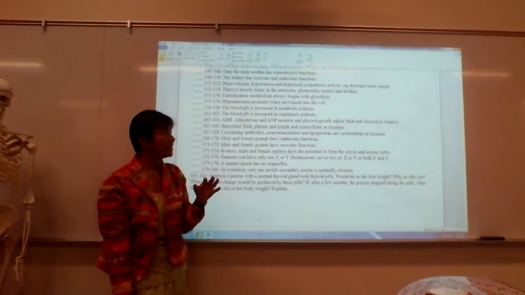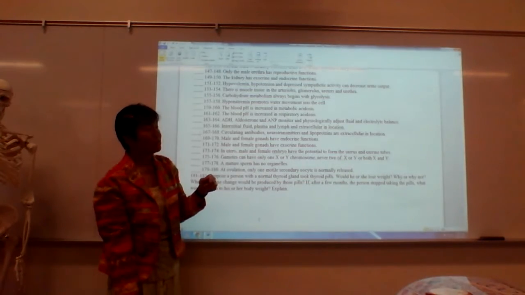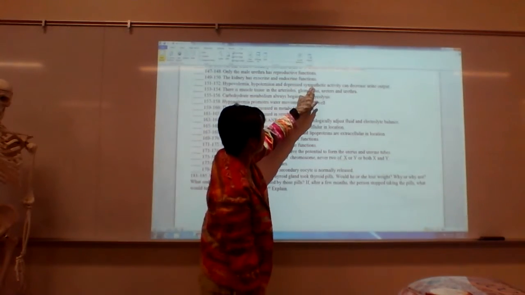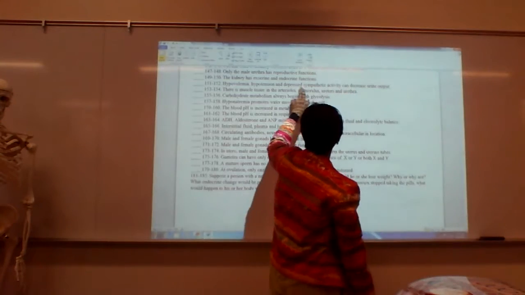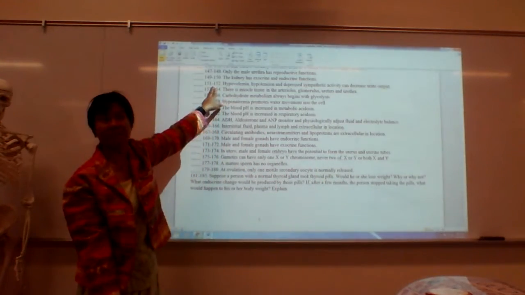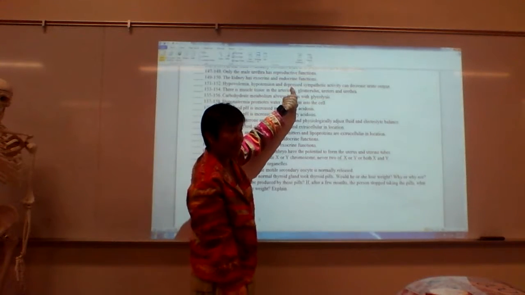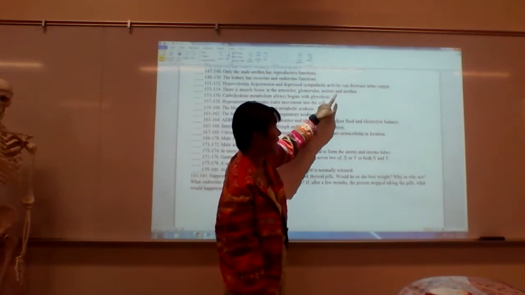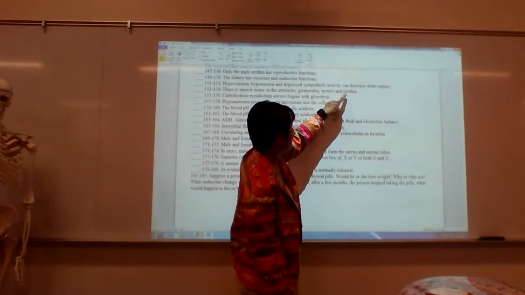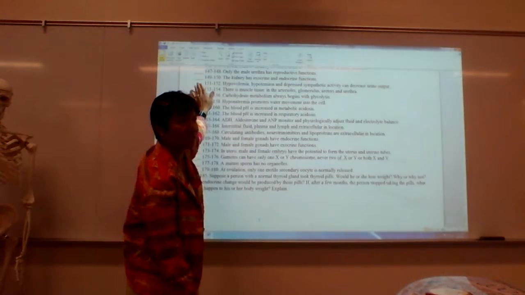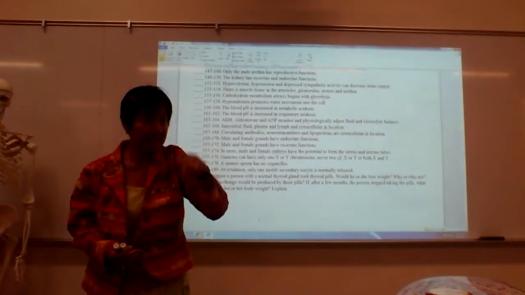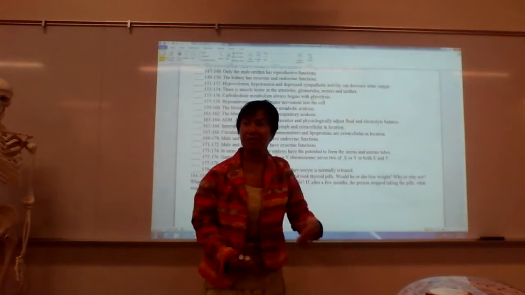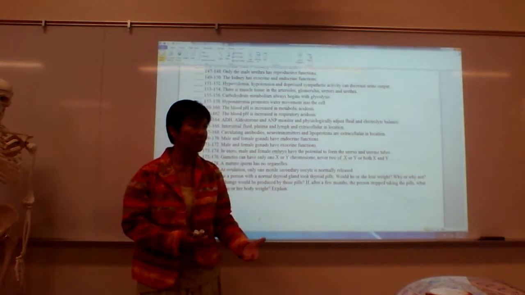Remember, sympathetic activity decreases... Wait. Depressed sympathetic activity can decrease your output. This is true. Sorry. This is a true statement. Increased sympathetic activity will decrease your urine output. But if there's depressed sympathetic activity, it will increase. Also, this is false. Sympathetic activity decreases your urine output. So it says here depressed sympathetic. So depressed sympathetic will promote urination.